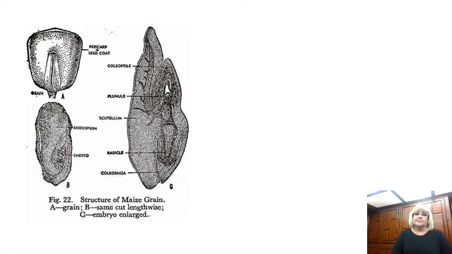So in grains, the plumule and the radicle are protected by a coleoptile and a coleorhiza, respectively. So this is just a picture, and A shows a grain, B shows the same cut lengthwise, and C is the embryo part of the seed, taken out of the bottom picture on the left and magnified up here on the right for you. So you see the coleoptile on the top, we're looking on the right hand side, the plumule right below that, and you can see the radicle almost towards the bottom.